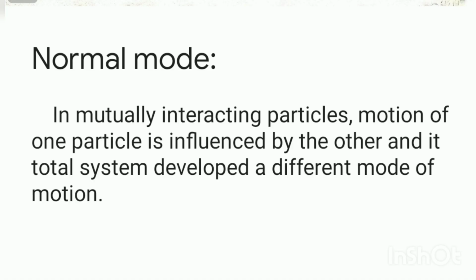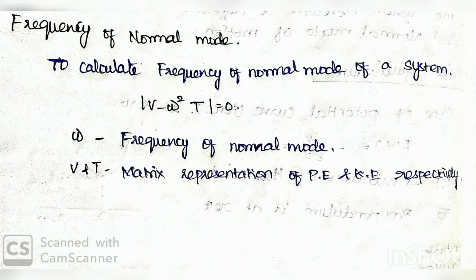Normal modes. In an oscillating system, all parts of the system move with the same frequency. Assume that the system is composed of mutually interacting particles. The motion of one particle is influenced by the other and it develops to the entire system. This determines the normal mode. This is the formula for calculating the frequency of normal mode.